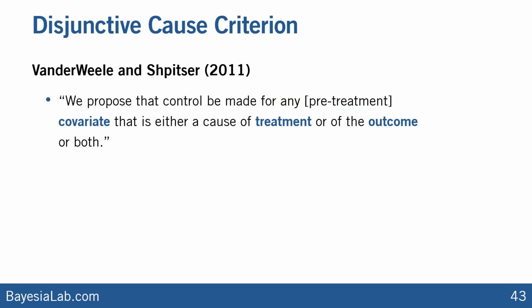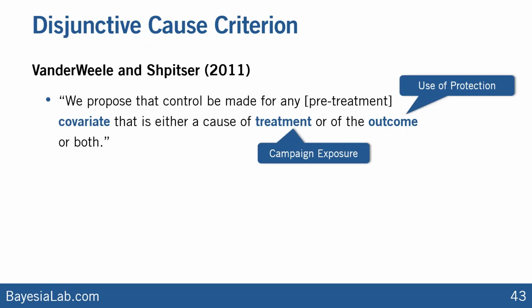This criterion is very, very simple. I'll just read it to you. It says, "We propose that control be made for any pre-treatment covariate that is either a cause of treatment or of the outcome or both." So in our case, the campaign exposure would be the treatment, the use of protection would be the outcome, and then any covariates we would declare as confounders.